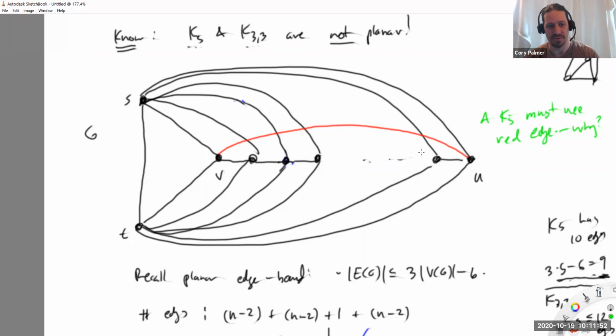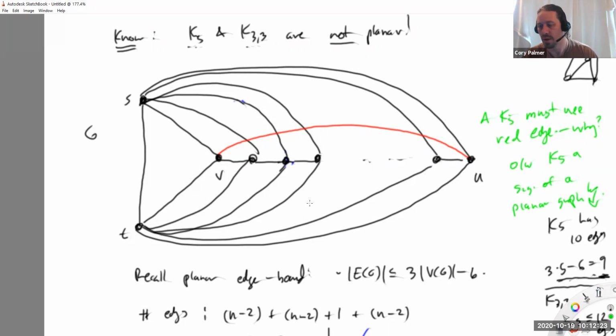So if K5 is a subgraph of the black edges only, then K5 is a subgraph of a planar graph, right? This graph minus the red edge is planar. K5 can't be a subgraph of a planar graph because K5 is not planar. We've already proved that. So if it's here, it's using the red edge. It's got to use the red edge, okay? Otherwise, K5 is a subgraph of a planar graph, which is a contradiction. Nice little bit of reasoning to get us part of it.